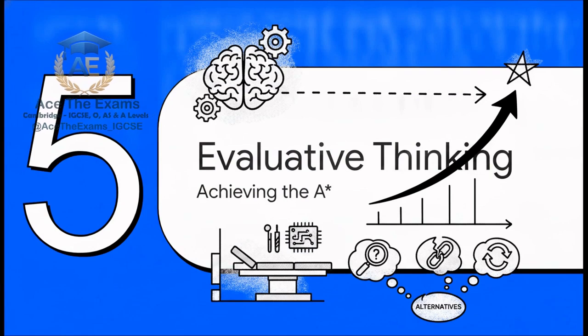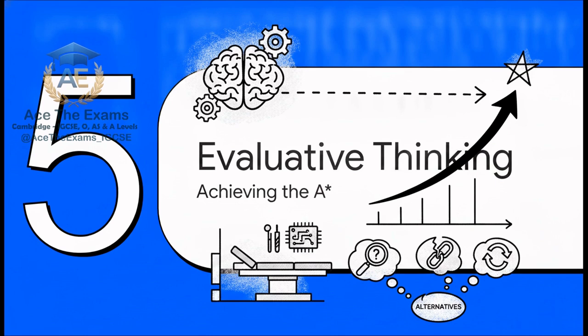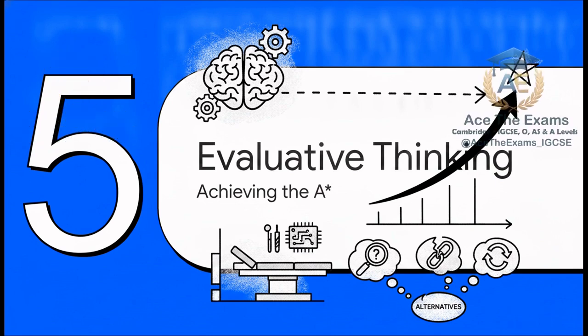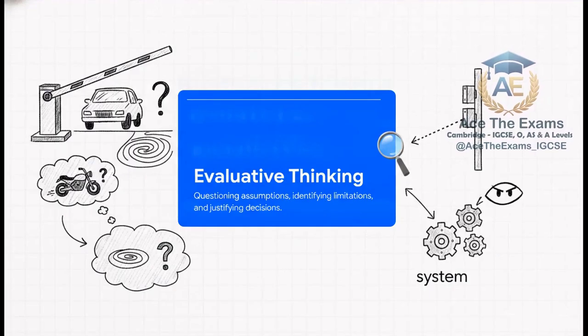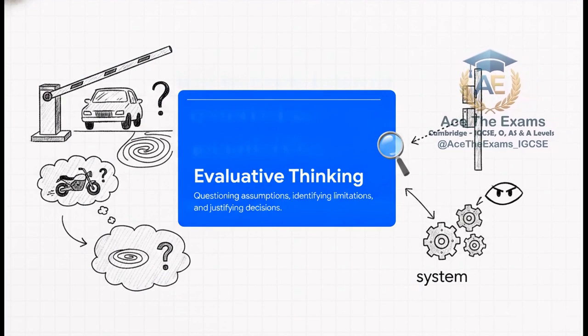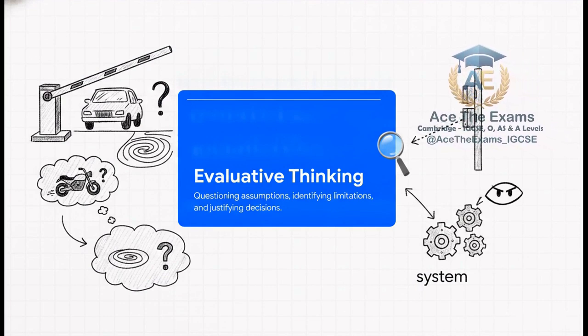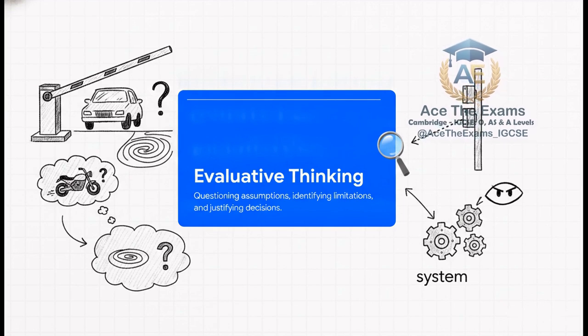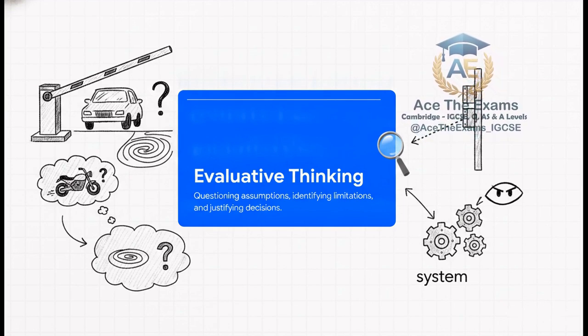Finally, Section 5, Evaluative Thinking Post-op. This is all about achieving that elusive A-star grade. You now know exactly how to structure your answers and how to skillfully avoid those generic, low-level traps. But to reach the absolute peak of the Cambridge marking scheme, you really need to master evaluative thinking.